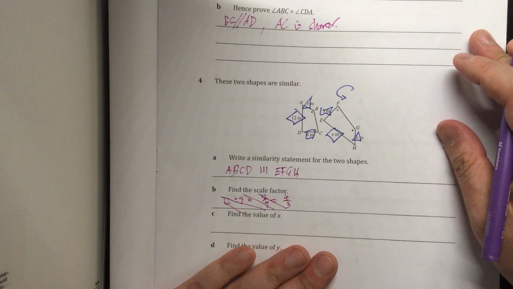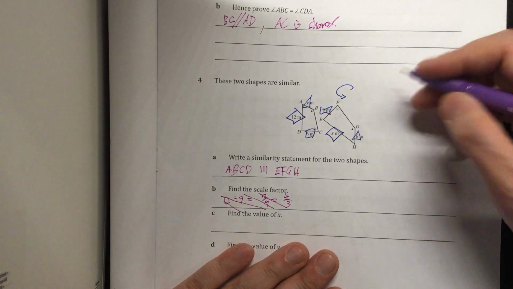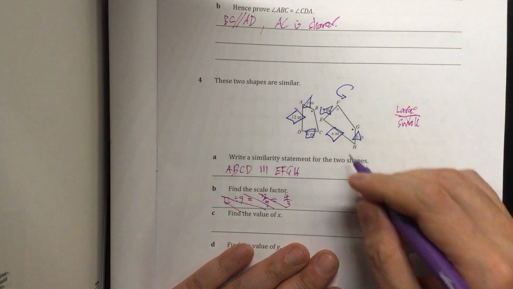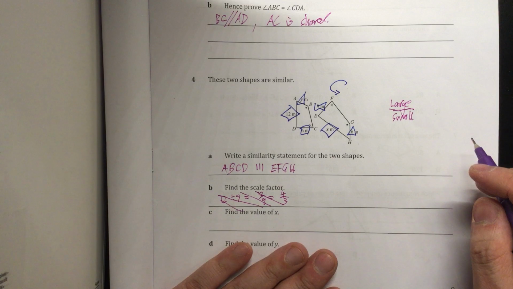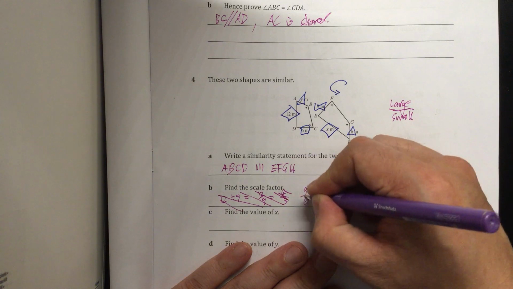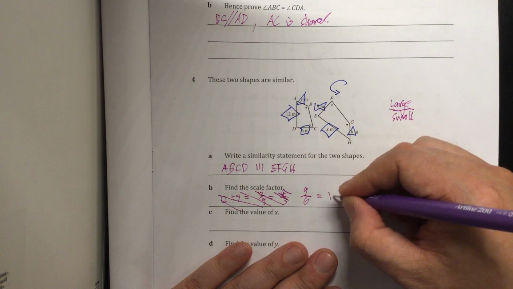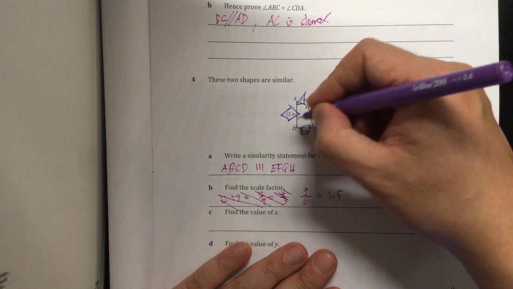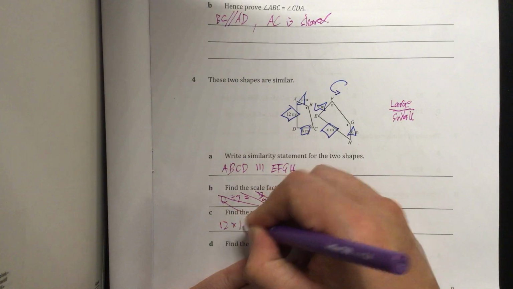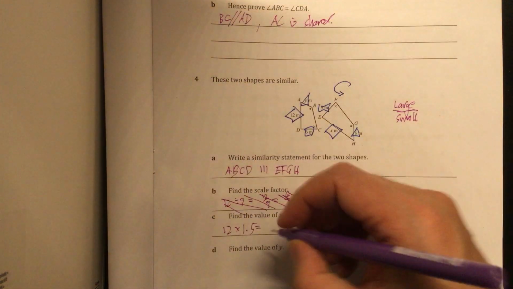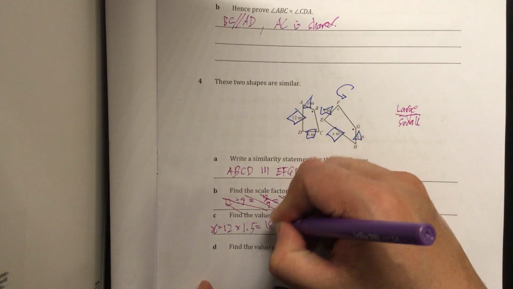If we're comparing the larger shape, we do the large shape divided by the small, okay? So it would be 9 over 3, which is 1.5. In order to find x, which corresponds to 12, we do 12 times 1.5. Give me one moment, 12 times 1.5 should be x equals 18.